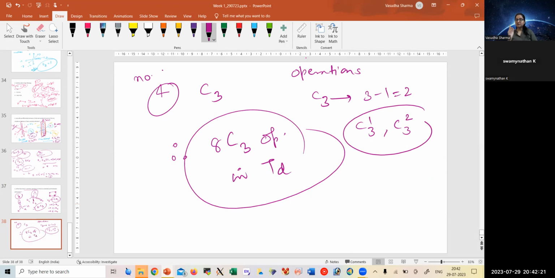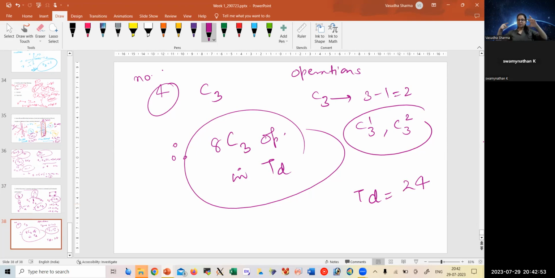So if you remember, axis means it's 4, but operations means it's 8. Only 4 axes are there, along which we can say 4 C3s are there. But when we need to calculate, if I say the tetrahedral point group has an order of 24, that means 24 operations are there. How is the 24 coming? It comprises 8 C3. So we have to count C3^1 also and C3^2 also. In combination, we are talking about 8 C3. You understood?